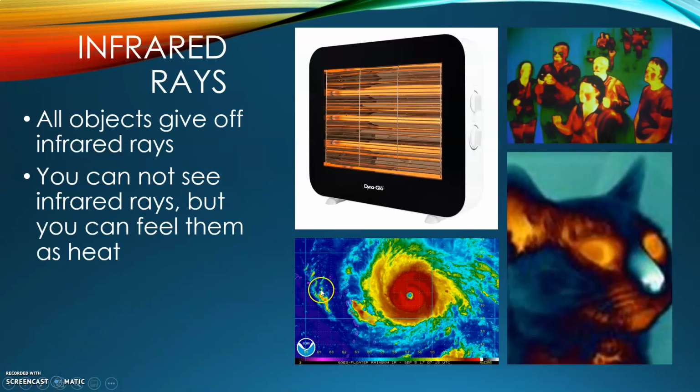The next one is infrared. You may have seen infrared in those little infrared cameras. That's where you'll commonly see it. Also infrared heaters. We also use infrared in weather to predict the strength of a storm. Those reds, yellows, and greens that you see are all from infrared. We cannot see infrared, but you can feel it as heat. And all objects give off infrared; most objects give off some form of infrared energy.